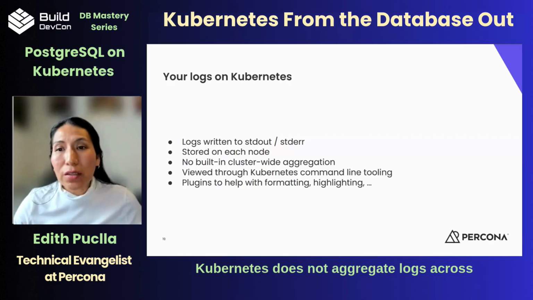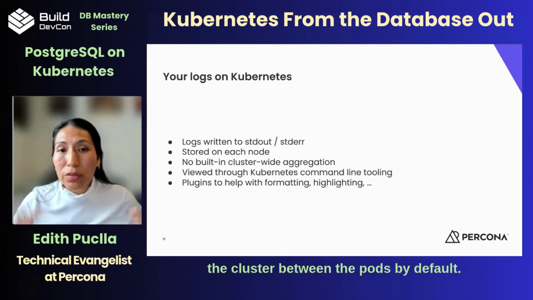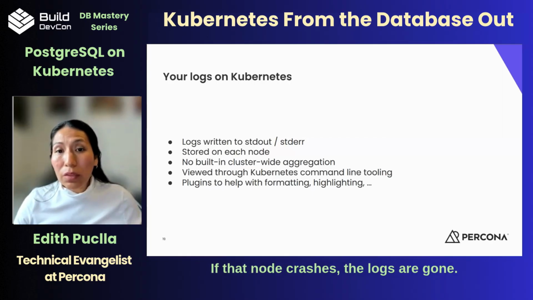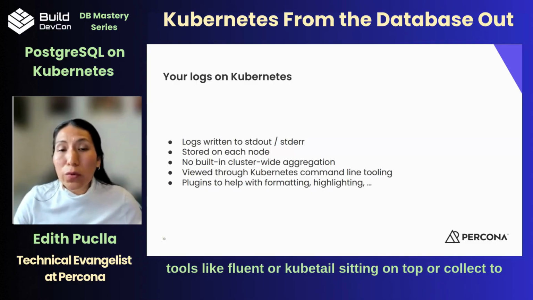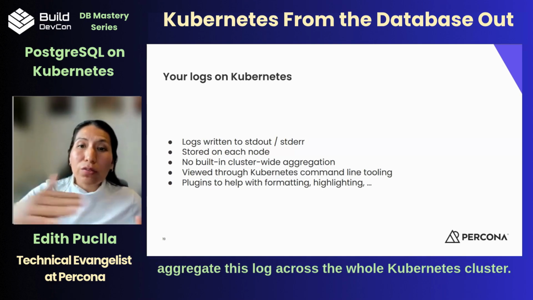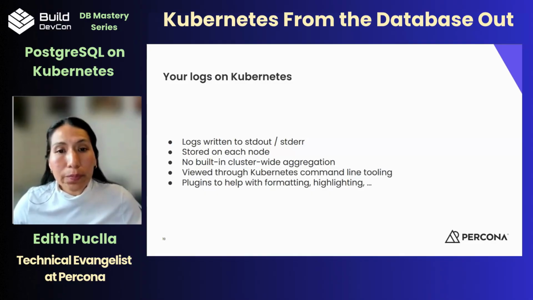Kubernetes does not aggregate logs across the cluster between the pods by default. If that node crashes, the logs are gone. So for production environments, you want to look at tools like Fluent or Kubetail sitting on top to collect and aggregate these logs across the whole Kubernetes cluster.